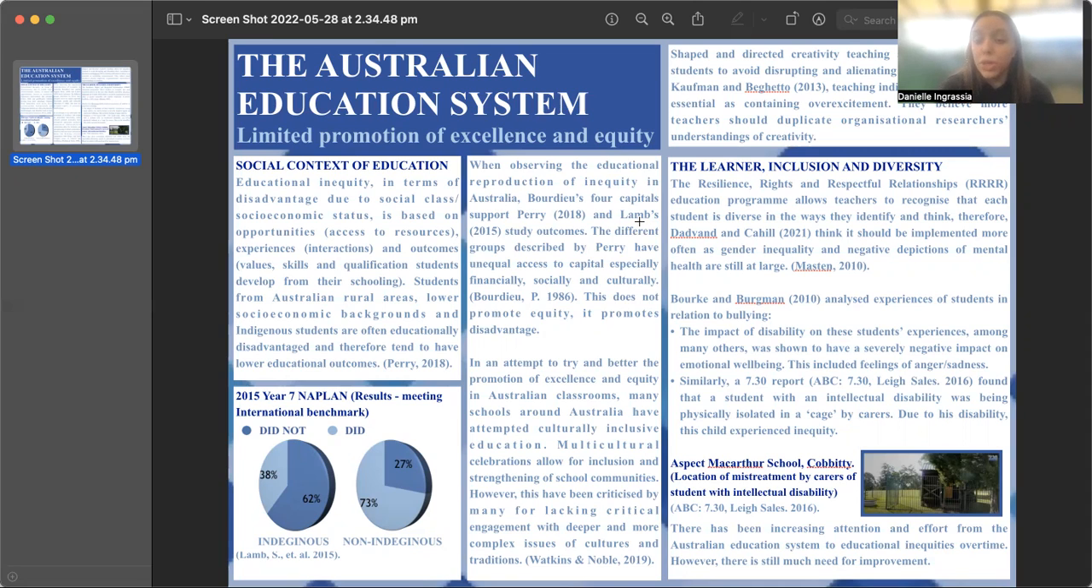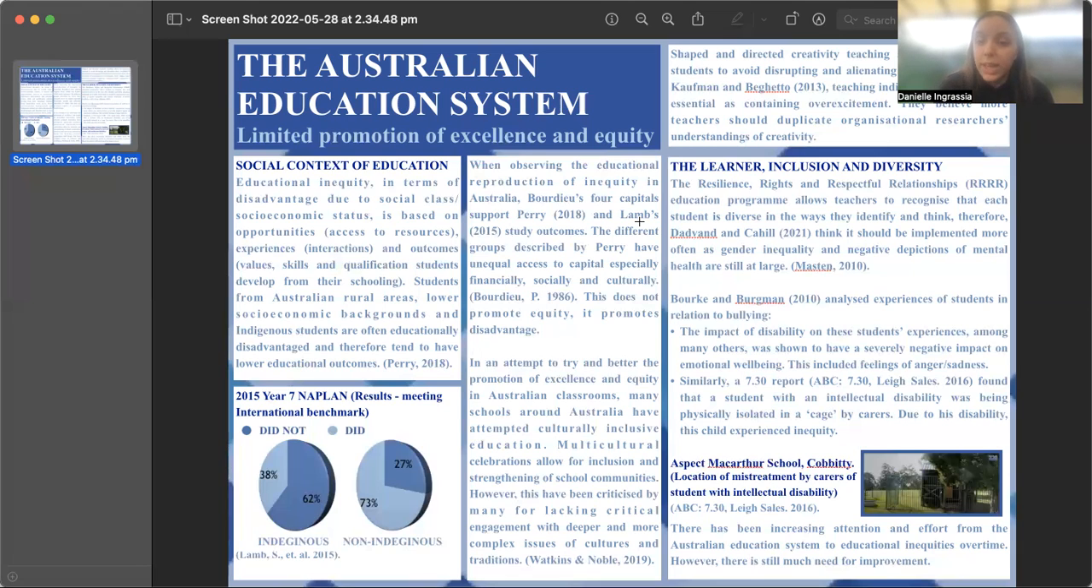As you can see in the contrasting pie graphs, Lamb's 2015 study compares Year 7's NAPLAN results to the international benchmark. Due to social class and socioeconomic factors, 62% of Indigenous students versus 27% of non-Indigenous students did not meet this benchmark. When observing the educational reproduction of inequity in Australia, Bourdieu's four capitals support Perry's 2018 and Lamb's 2015 study outcomes.